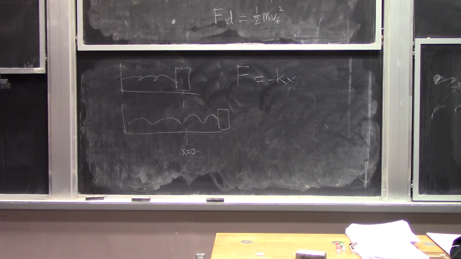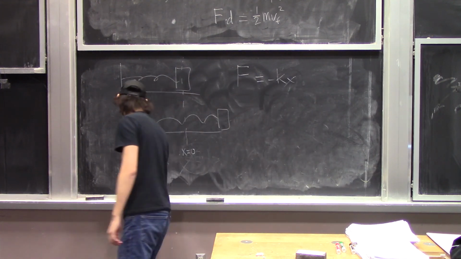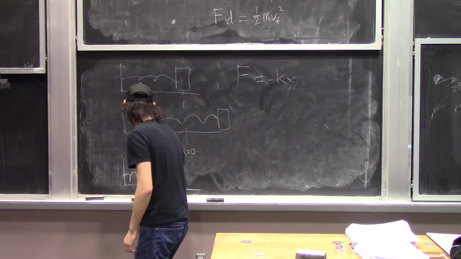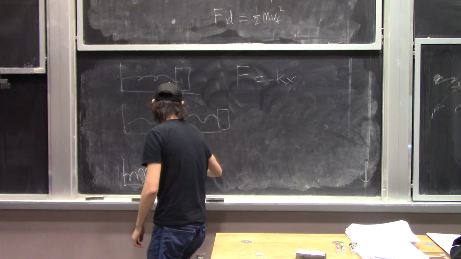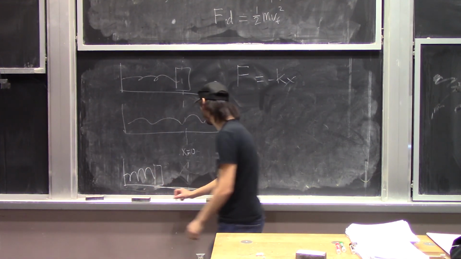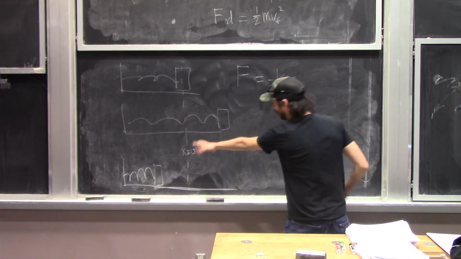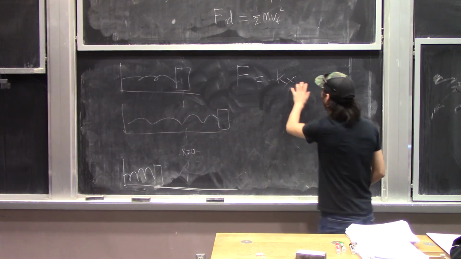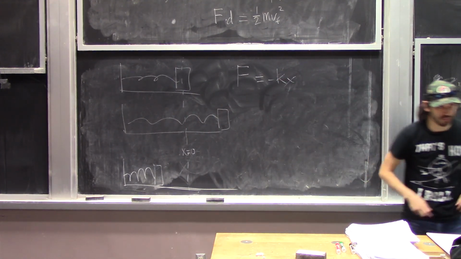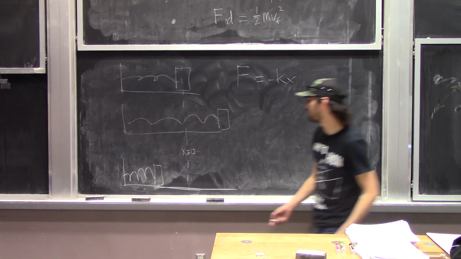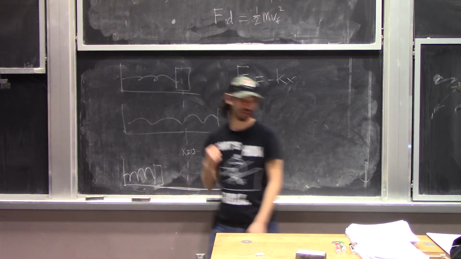Now, when we look at the opposite case, when x is negative, or when we compress the spring, we have this case. This is x equal to 0. Then this displacement is negative. And so if I plug in a negative value for x, I get a product of two negatives that makes this positive, and so the direction of the force on the spring is going to go this way. Okay?